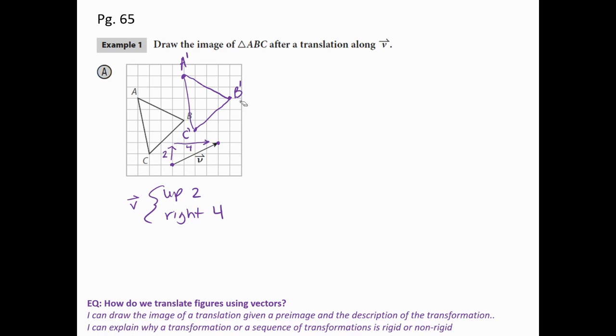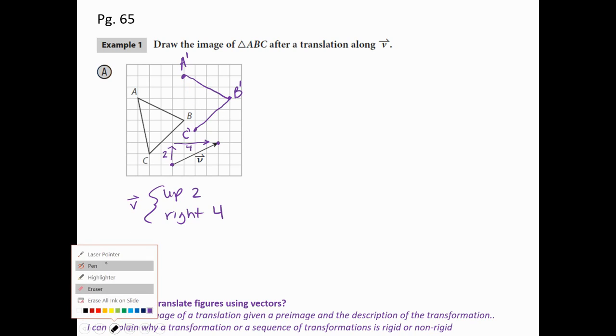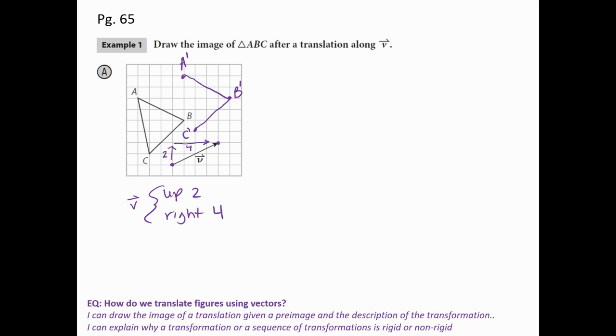Did the triangle change size or shape? No, it didn't. As long as I draw my lines a bit straighter here. It didn't change size or shape. It's still the same size and shape. It just changed location. So this would be rigid motion. And there you have that.